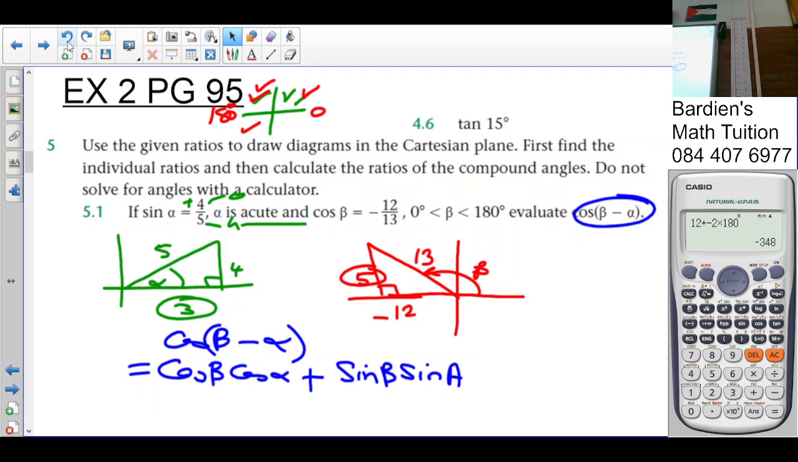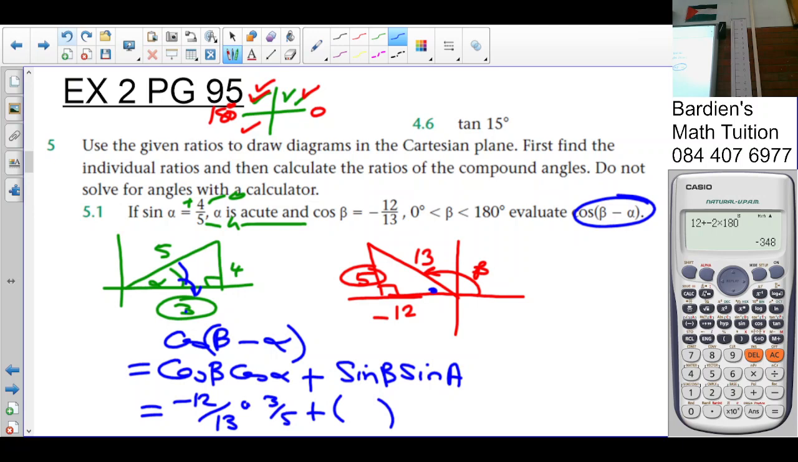Okay? So what does cos beta stand for? Cos is adjacent over hypotenuse. So it's negative 12 over 13 times cos of alpha. What does cos stand for? Adjacent over hypotenuse. But now we're busy with the alpha angle, so it's 3 over 5. Plus sine of beta. Sine is, again, I can only use this angle if we're talking about beta. Sine is 5 over 13 times sine of alpha. Suppose it had been alpha, no? Sine of alpha. If I use this diagram now, sine is opposite, which is 4 over 5.